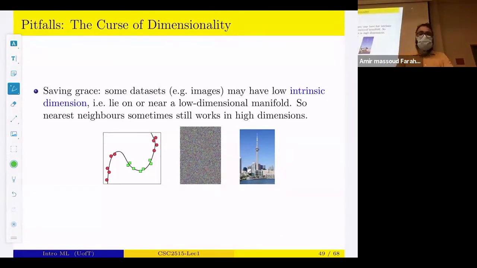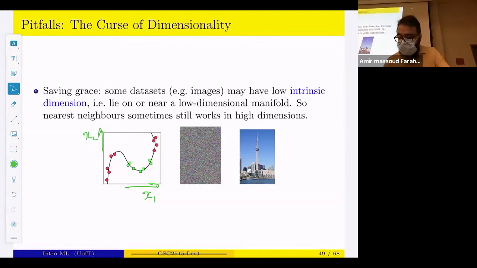The reason is that many of the data points that we use in the real world have some intrinsic dimension, which is different from their apparent dimension. The actual dimension is much lower than the apparent dimension. So what does it mean? Here I'm just showing you a two-dimensional example. So this is like X1 and X2.